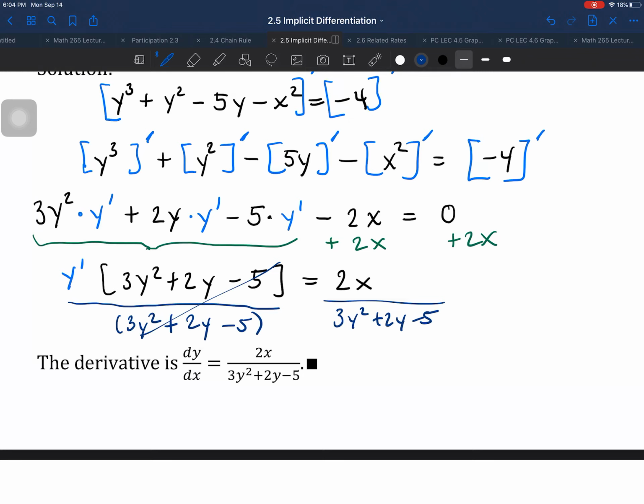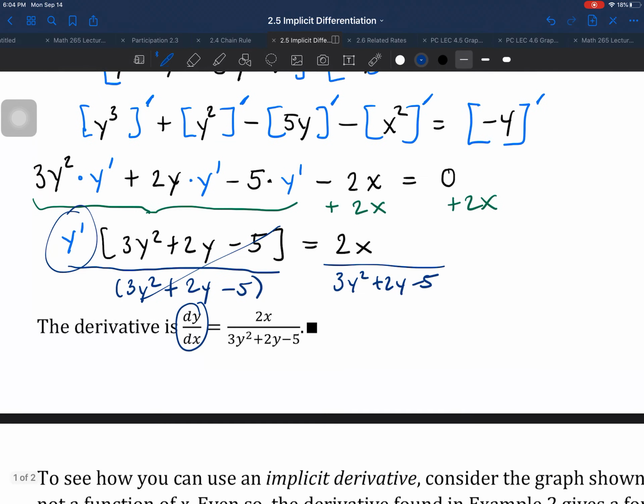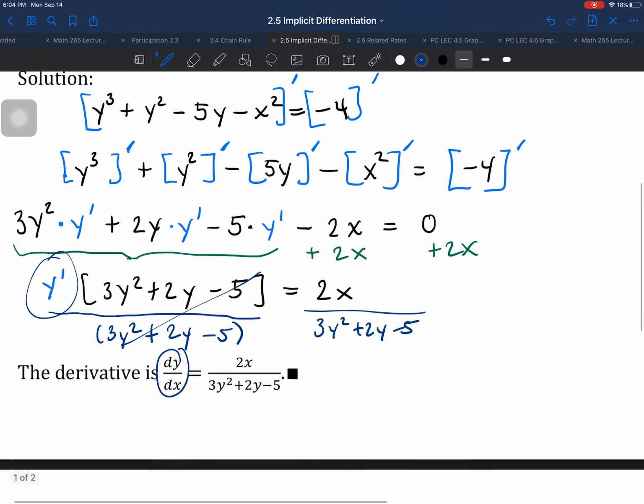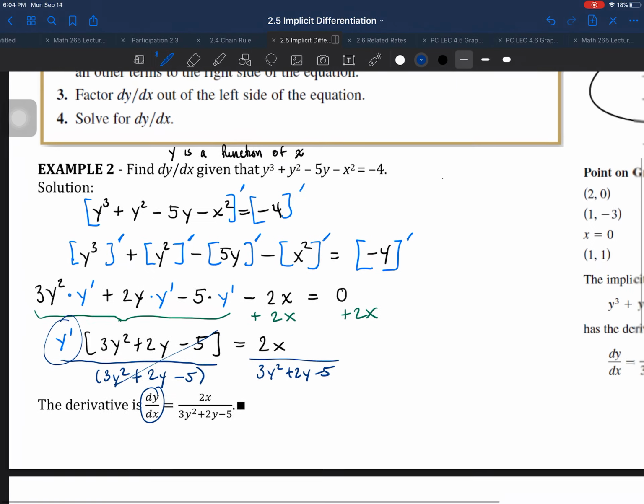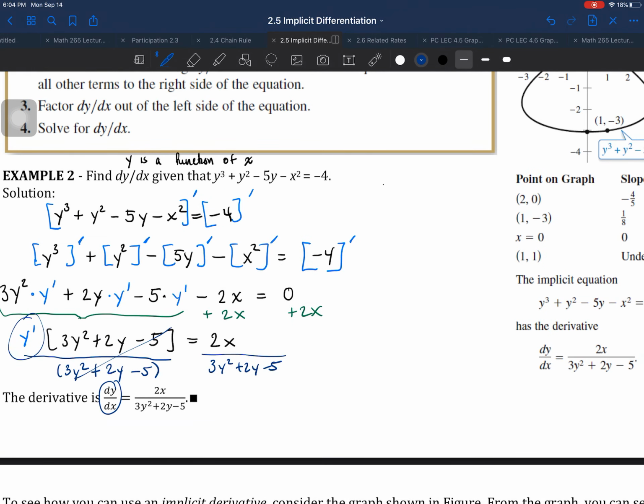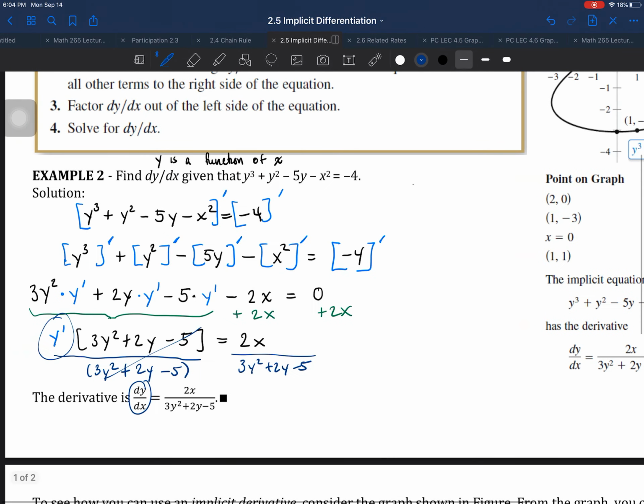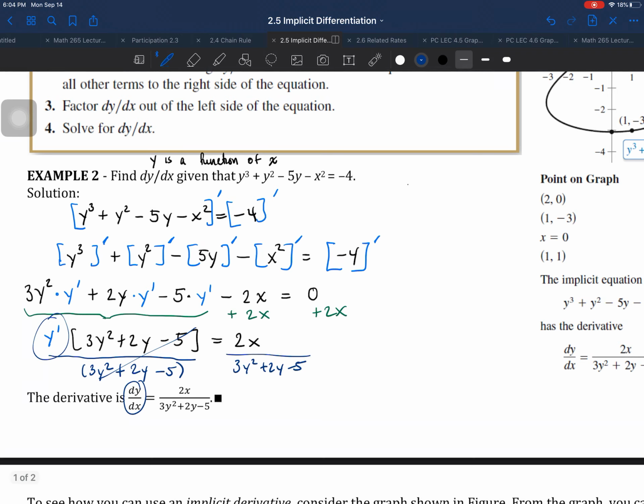And this cancels, and now we have y prime, which is dy dx, equals 2x all over 3y squared plus 2y minus 5. And there you go. We have found dy dx implicitly, right? Now, if you guys notice, we didn't have to solve for y. We didn't actually have to solve for y.